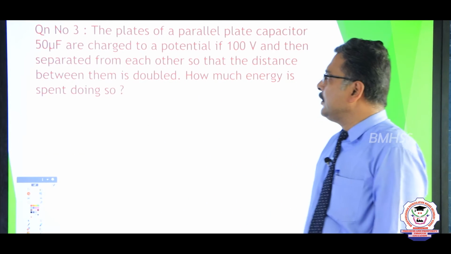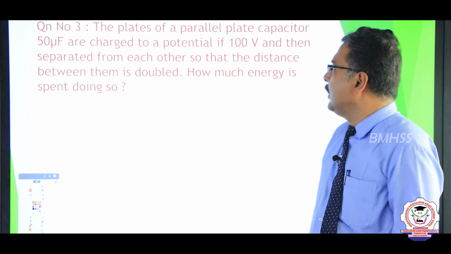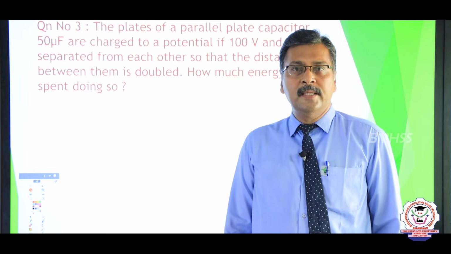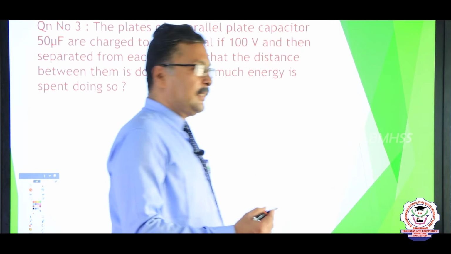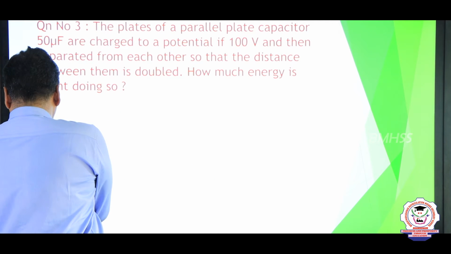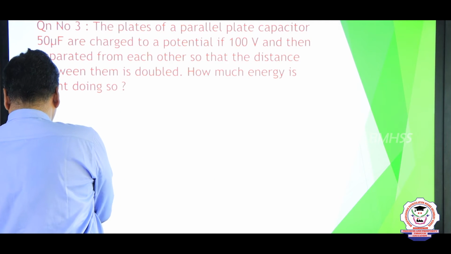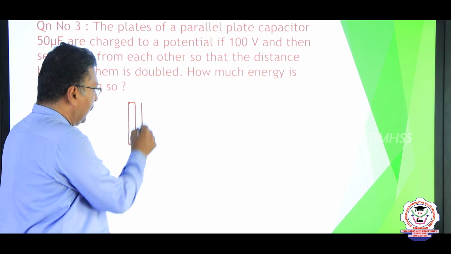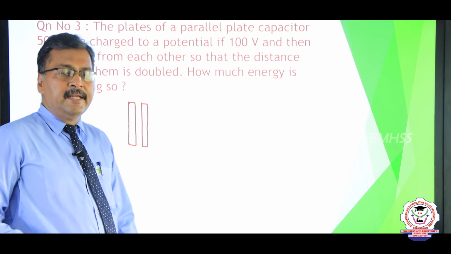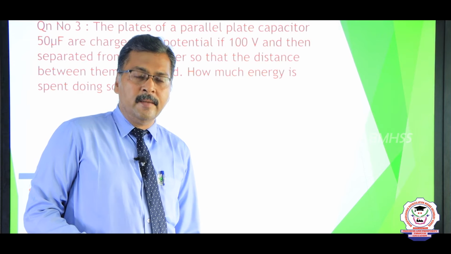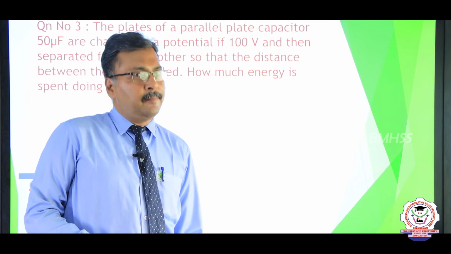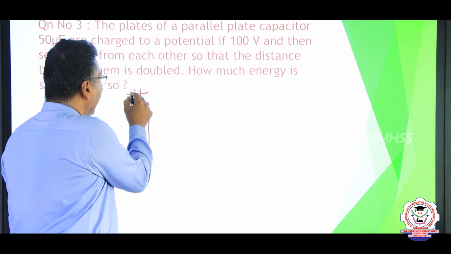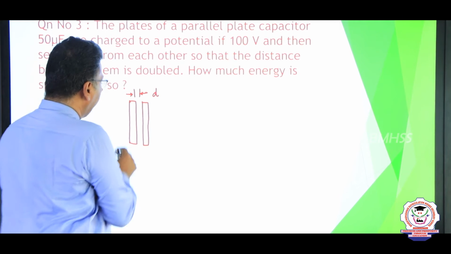In the next problem, we are going to see the energy spent in changing a parallel plate capacitor of 50 microfarad, with the distance being halved. First understand the concept. The concept is very easy. There is a plate. You know very well that the capacitance varies with the cross-sectional area of the plate, the medium between them, and the distance between the plates. In this case, the distance initially is d, and this d is being reduced to d by 2.